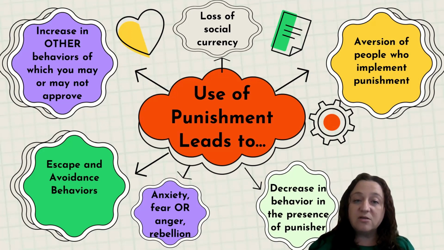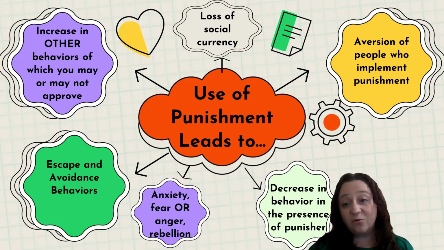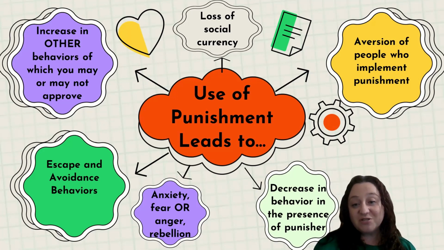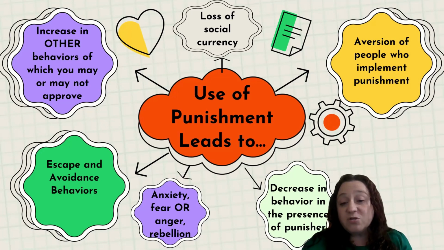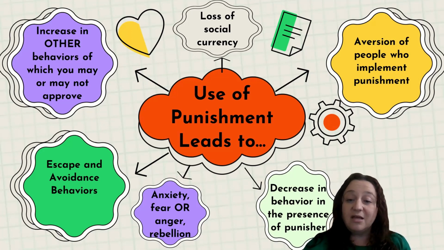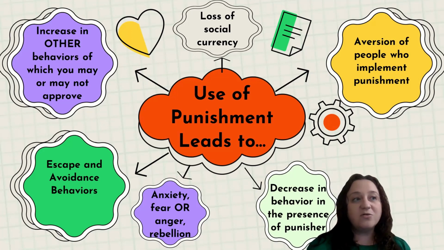For some of our students, the use of punishment may lead to anxiety or fear. It could even lead to anger and rebellion. If you are only using punishment, it will also probably lead to an increase in other behaviors of which you may or may not approve. If you start to decrease one behavior, your student is going to start to engage in another behavior that serves the same purpose. Without teaching the student what to do, punishment can lead to all sorts of behaviors that you probably are not going to be too fond of.